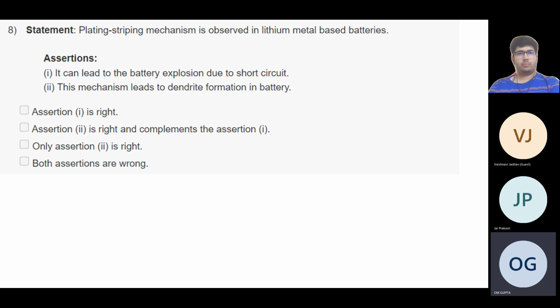Option 3 is also right. But if you are saying option 3 is also right, then how can option 1 be correct? Because if option 3 is right, it means that only option 2, sorry, statement 2, assertion 2 is correct. But in option 1, option A, you are saying that assertion 1 is right. So relook your answer.